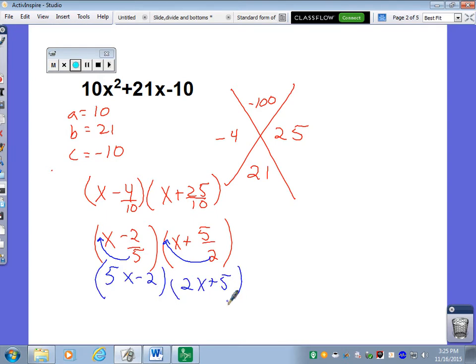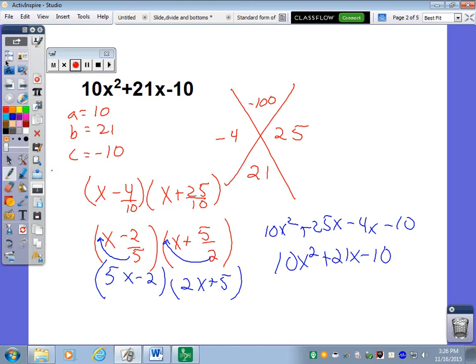Let's FOIL and check to see if this answer works. So here we end up with 10x squared plus 25x minus 4x minus 10. So 10x squared plus 21x minus 10. Voila! We end up exactly where we started off.